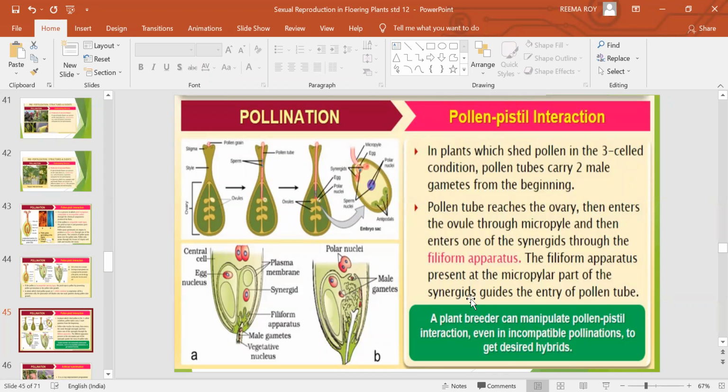Okay. ये गाइड करते हैं कैसे, वो रास्ता दिखाएगा कैसे? By throwing some chemical components. और पोलन ट्यूब को समझ में आएगा, ओके ओके हाँ ये यहाँ है करके. तो in this way this will guide the entry of the pollen tube.